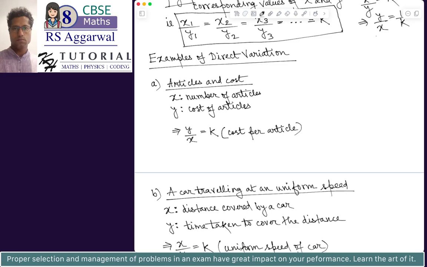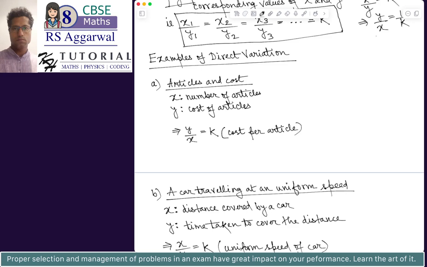So in this example, as you can see, the ratio y by x is constant. Now of course the x by y will also be a constant. In that case, x by y will be 1 by k, and since k is a constant, 1 by k is also a constant. Now, this constant k has a specific meaning for the specific quantity x and y. For this example, x is representing the number of articles. Now this article could be anything. It could be a book, it could be a phone, it could be any article that you purchase from a shop or from an e-commerce website.